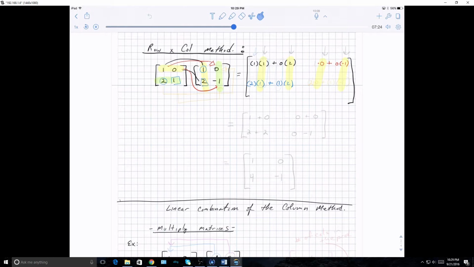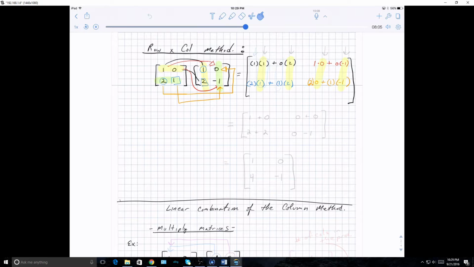And orange. And now we have to go and do the same thing, but now we're going to go 1 times 0 plus, oh, whoops, sorry, not 1, 2. That was my fault. That should be here. So 2 times 0, and then add 1 times -1. Okay. And that's the row and column method.